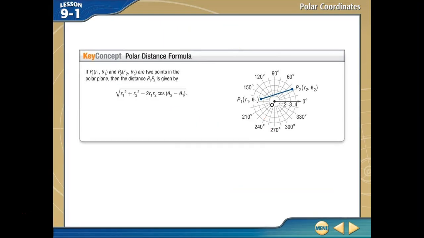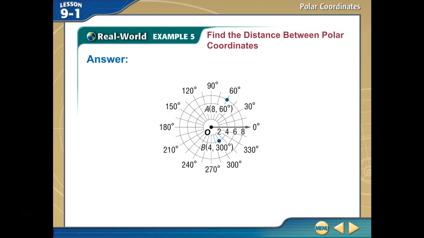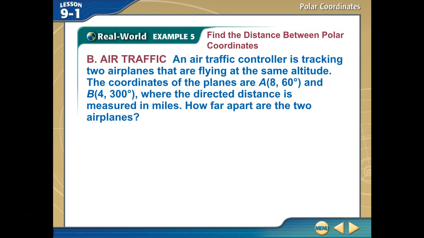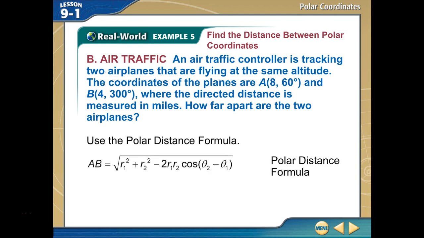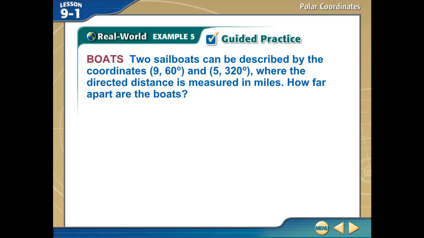So we'll look at an example of that real quick, where we're given 2 polar points and we want to know the distance between them. We apply our formula where we have r1, r2, theta 1, theta 2, and we plug them in. Using the polar distance formula, I plug in the values, and then I get about 10.6 miles apart as the distance between those points. Your last one here is to find the distance between those 2 points by using the polar distance formula.